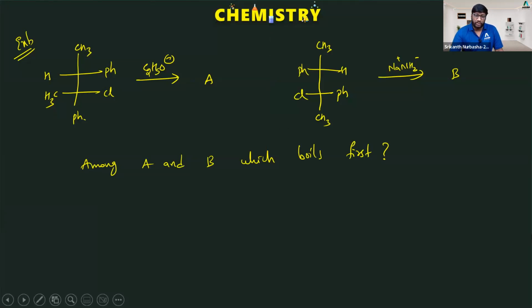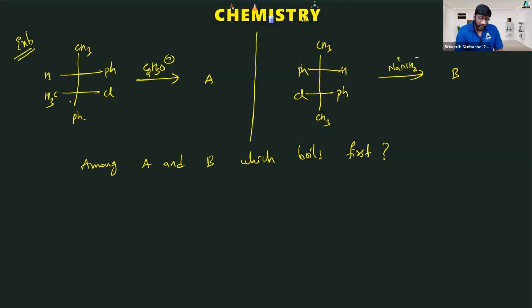Everyone got the question or not? First, A and B are the same compounds. Check out carefully: CH3, CHPh, CCH3, Cl and Ph, CPh, CH, CH3. So the substrates, whatever they have given to you, are isomers only. Yes or no? You have to find out what A and B are.